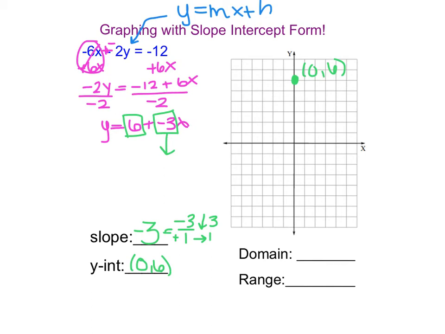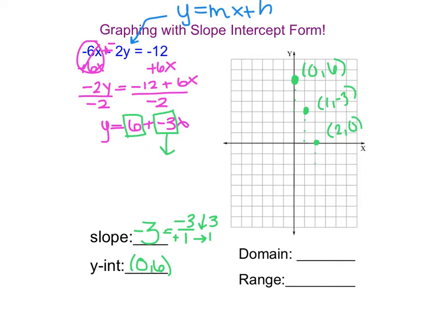So to find additional points, I go down 1, 2, 3, right 1 to the point x is 1, y is -3. Down 1, 2, 3, right 1 to the point x is 2, y is 0.